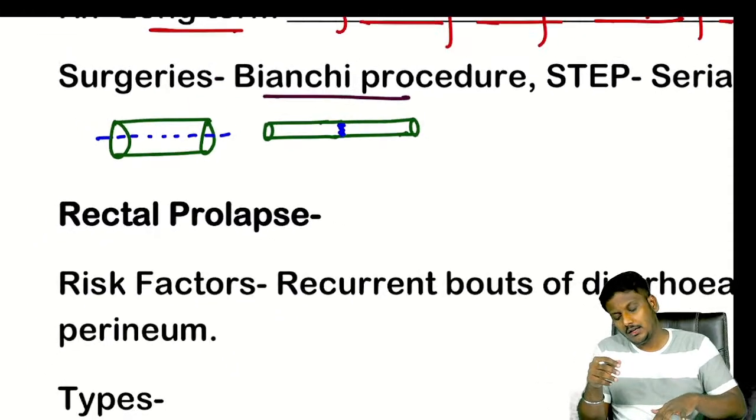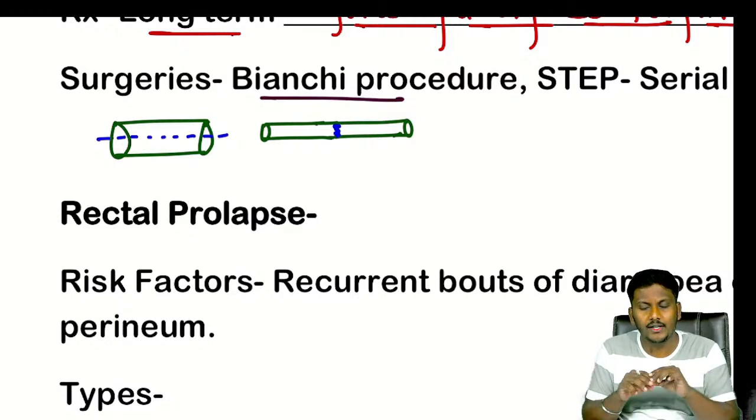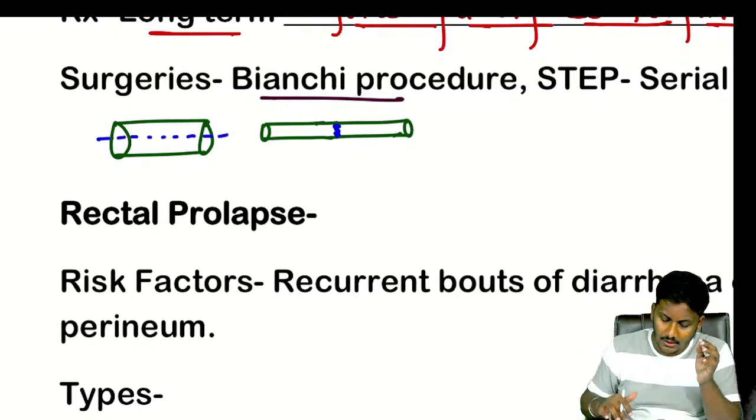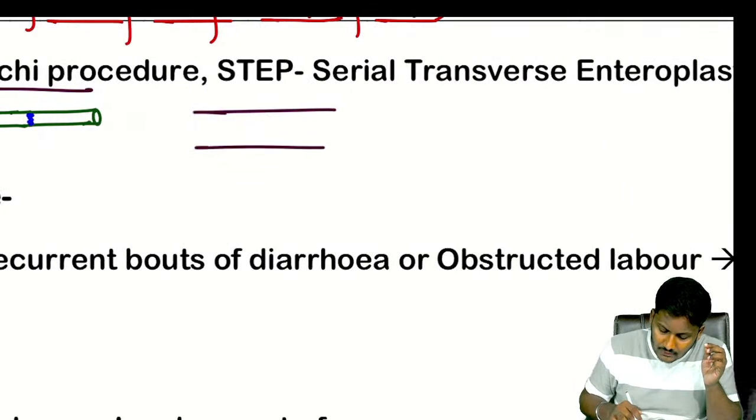So please remember, beta, here we can do a resection. First of all, we can cut the intestine into two halves, then we can create two tubes out of it, and we can connect them in a serial manner, beta. That is the Bianchi procedure. The second one, beta, is a step basically, that is the serial transverse enteroplasty.